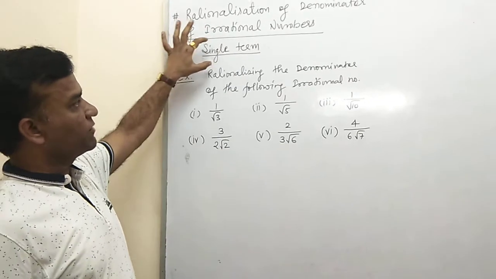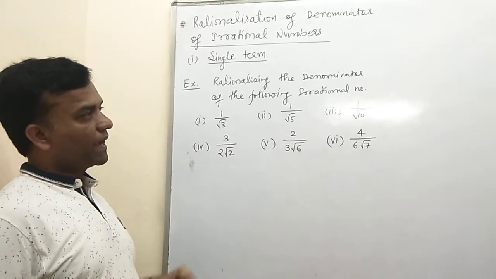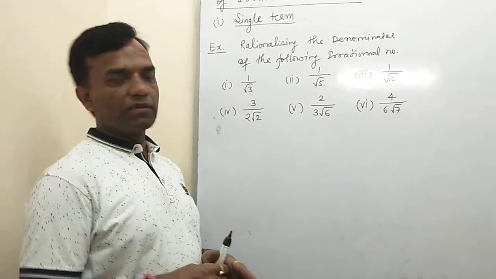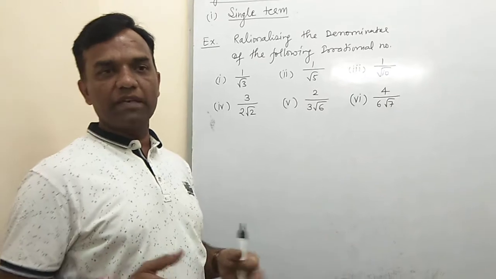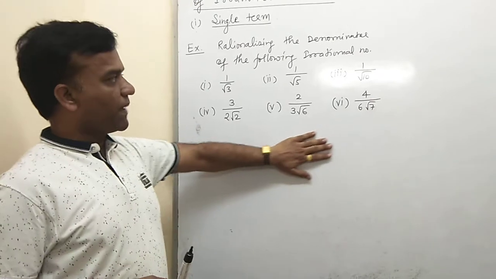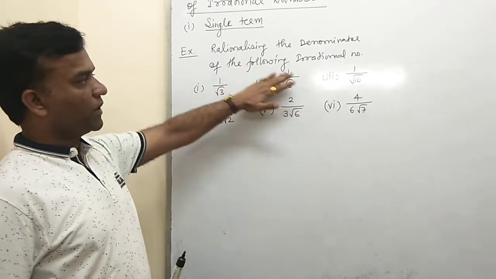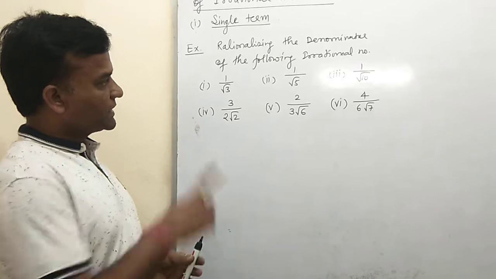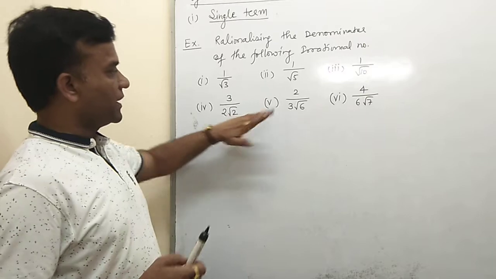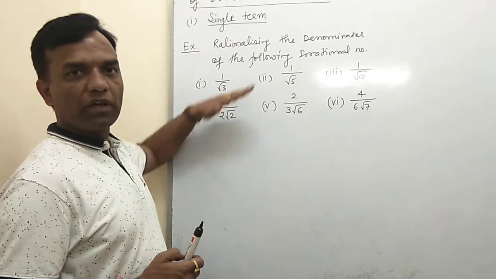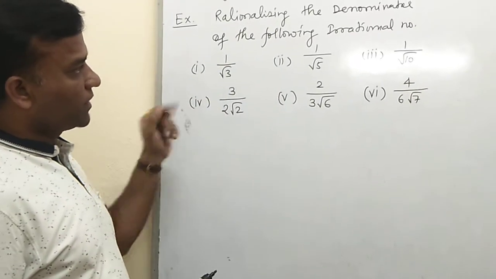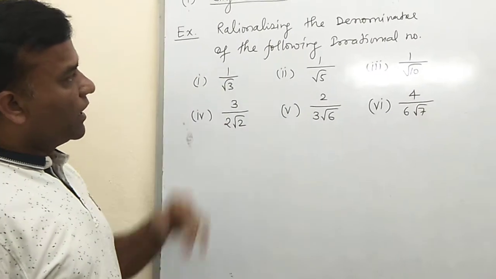Now here we use the concept for a single term only, because there are two categories of questions here: a single term is given and a double term is given. First we illustrate a single term given in the denominator and how we find the rationalizing factor. There are 6 examples here: rationalize the denominator of the following irrational numbers. Only this case is given, with the irrational number in the denominator, not in the numerator.